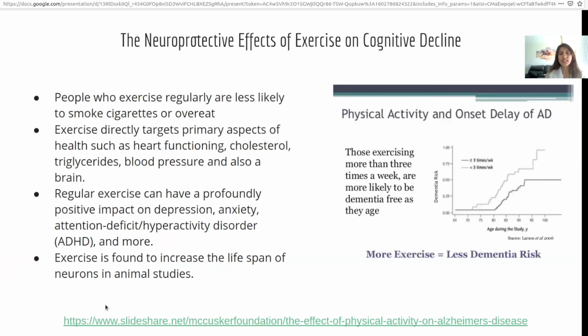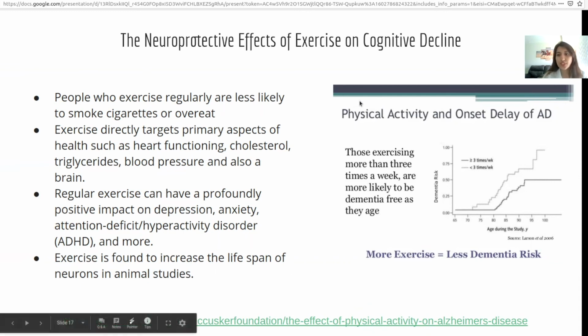So, what is the neuroprotective effect of exercise on cognitive decline? It has been found that people who work out are less likely to take alcohol or smoke cigarettes, and exercise is associated with improved heart function by decreasing cholesterol and triglycerides. Exercise is also associated with decreased depression, anxiety, ADHD, etc. And it also improves the lifespan of animals, so definitely of humans also.